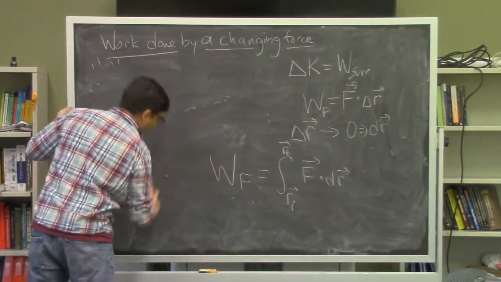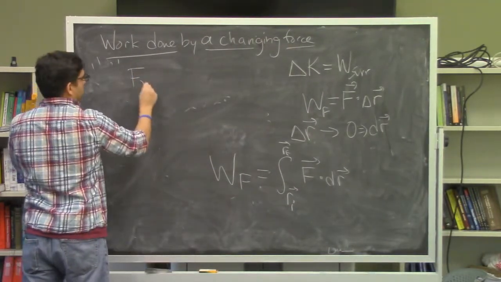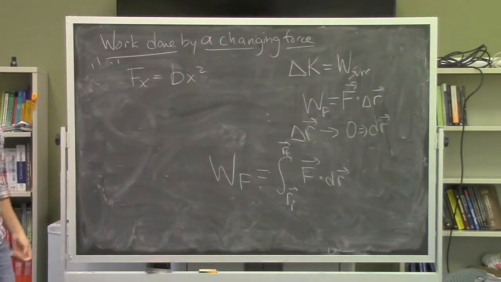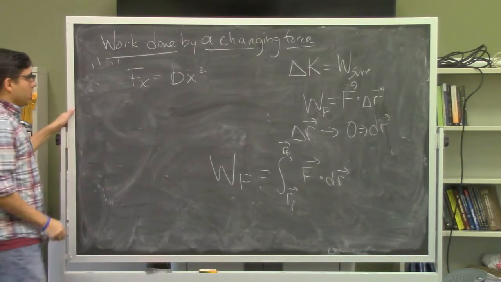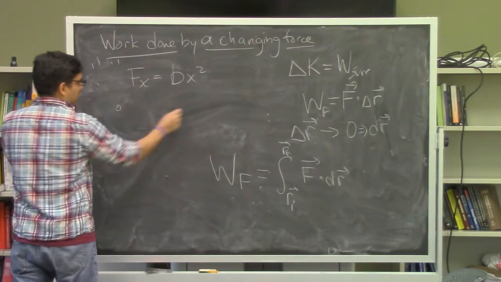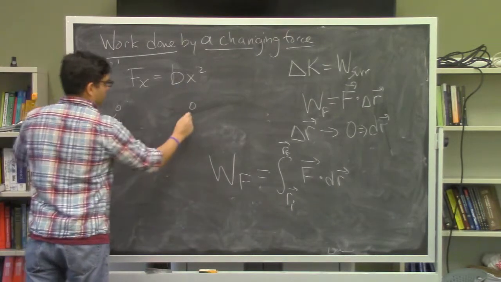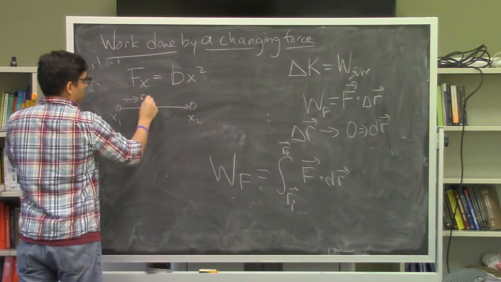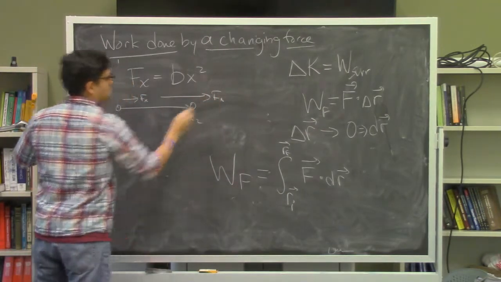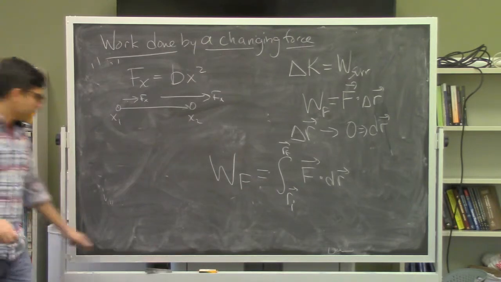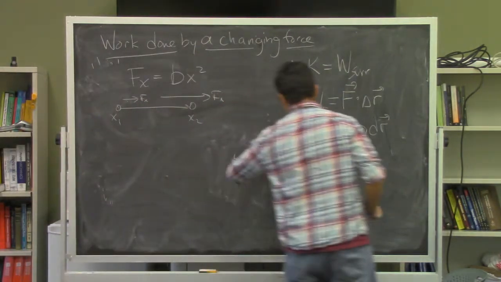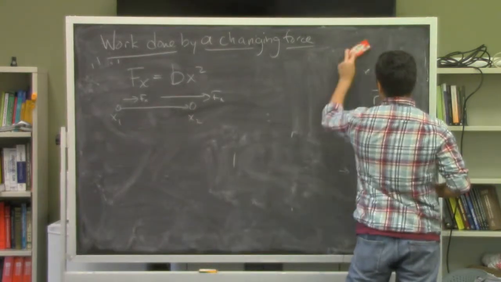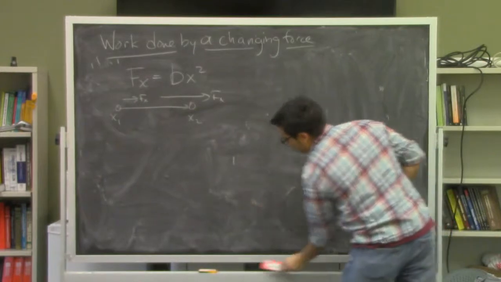Let's say you have some force, Fx, that only depends on x squared, the displacement squared. And you want to look at how that force acts in going from location x1 to location x2. You have some force which changes as a function of the displacement. So we can calculate the work that's done in that case using a continuous description.